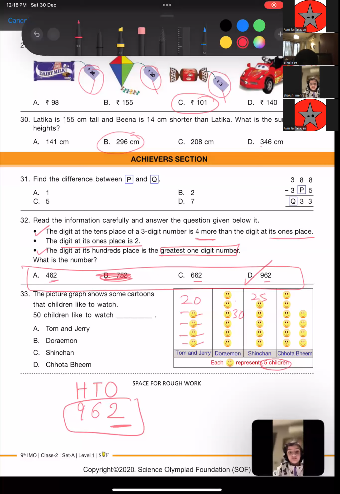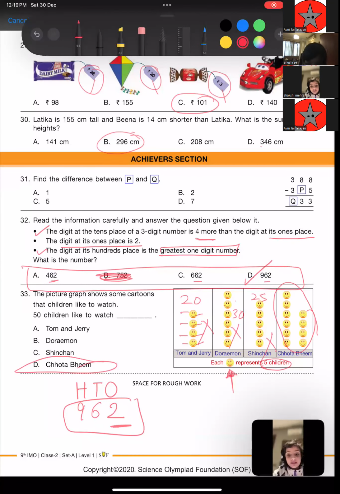Okay. So since one smiley represents 5, so as Sakshi told us, we should have 10 smileys because 10 times 5 is 50. This is not 10, this is not 10, this is not 10. This can be 10, correct? So I will, without calculating, kids, without calculating, I will say that it is Chota Bheem.